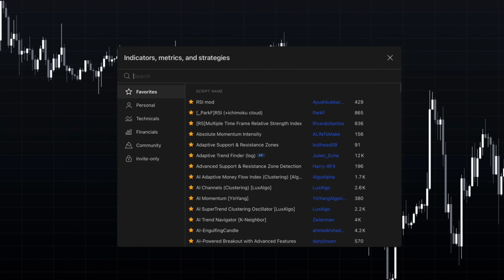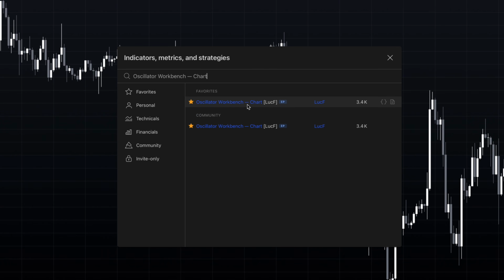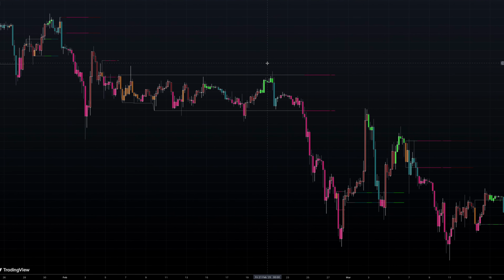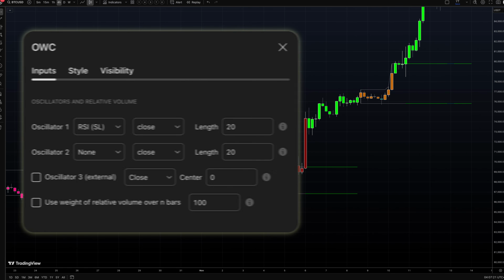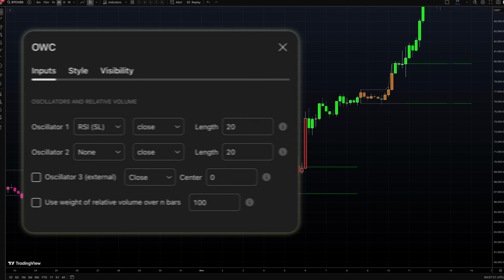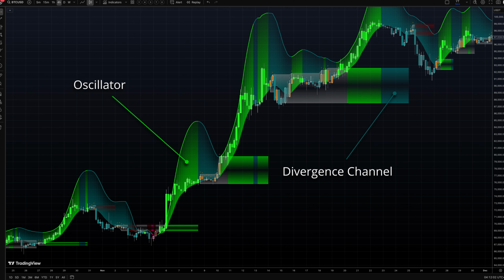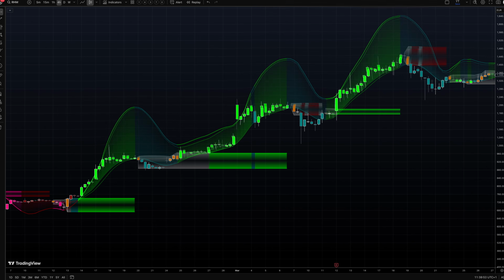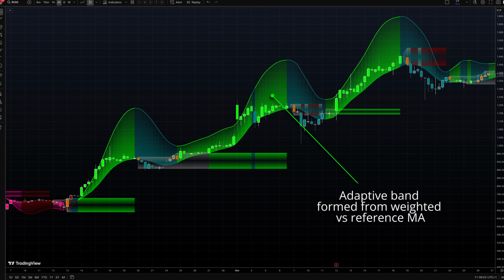Oscillator Workbench Chart. Created by Lucieff, this comprehensive Pine script indicator transforms multiple oscillators into a unified weighted analysis system for market direction assessment. The workbench combines up to 3 oscillators, 2 built-in selections plus 1 external input, into an aggregate weight that influences price-based moving averages, creating oscillator and divergence channels for market state identification. The indicator calculates normalized weights from selected oscillators by measuring their distance from center lines relative to historical extremes.